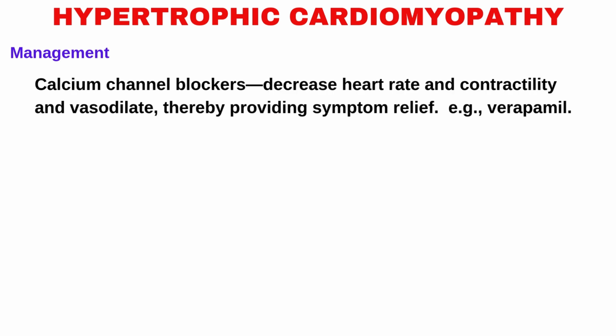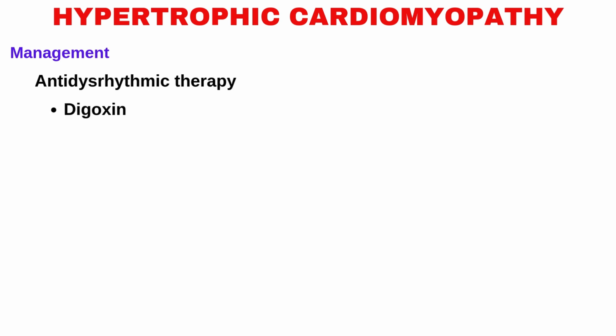Next drug of choice is calcium channel blockers, which decrease heart rate and contractility and vasodilate, thereby providing symptom relief. An example is verapamil. Calcium channel blockers can worsen heart failure and are associated with increased risk of cardiovascular events. So, verapamil should be avoided in heart failure treatment because it depresses myocardial function with increasing heart failure. Next drug of choice is antidysrhythmic therapy.